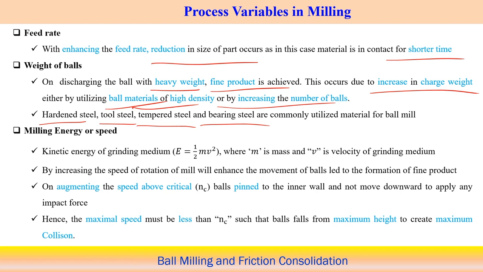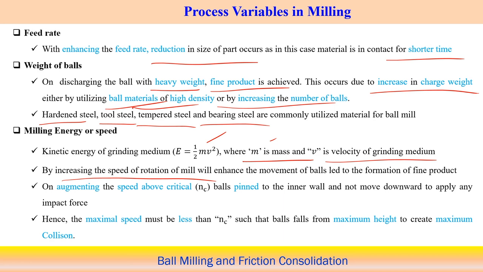Now, the third parameter is known as the milling energy or milling speed. Here you see the kinetic energy of the grinding media. We know the kinetic energy of the grinding media is half m v squared, where m is the mass of the ball and v is the velocity of the grinding media. So we can easily calculate that if either velocity or mass is much more, the kinetic energy of the grinding media will also be much more. By increasing the rotation speed of the mill, we can increase the kinetic energy of the balls, and then we can produce fine particles using the ball milling operation.